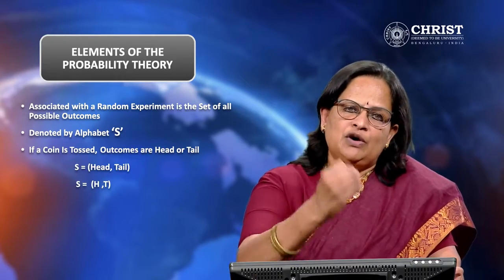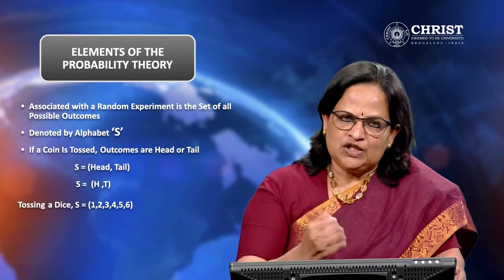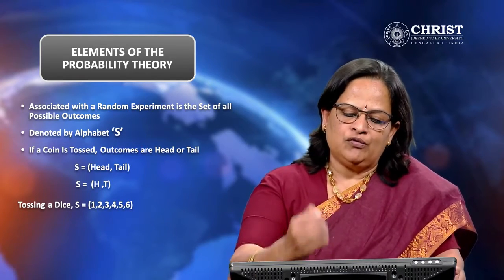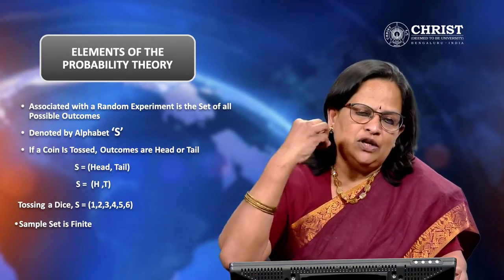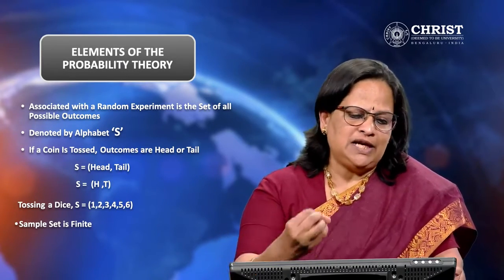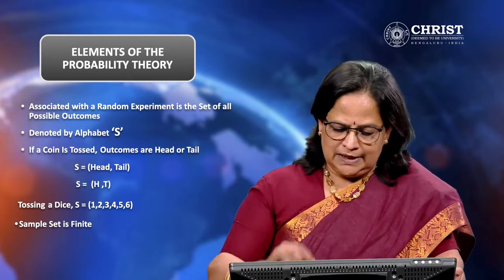For calculation we always use the short forms. Tossing a dice, the sample space S will be 1, 2, 3, 4, 5 or 6. So the sample space is finite. We know that when you're tossing a coin it can be head or tail, and when you're tossing a dice it can be 1 to 6. So it's finite, it's certain.